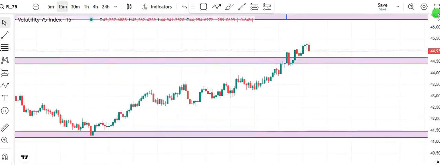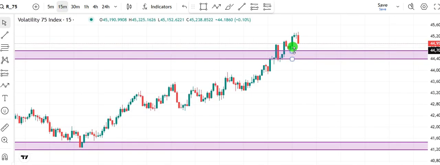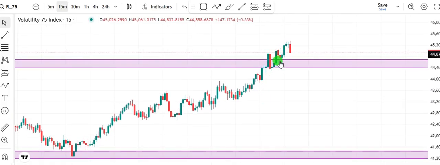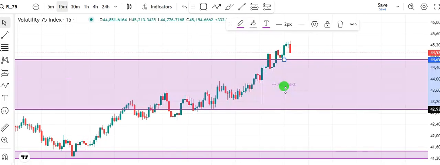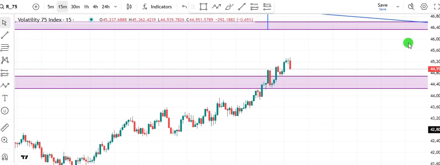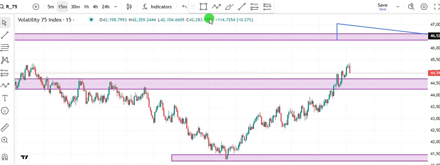Alright, on the 15-minute chart, maybe I want to see a breakout and a retest of that zone first, which is something we are currently seeing around here. And of course, this closing here gives us a bullish momentum for us to go long on that. So that means you'll be expecting something like this.